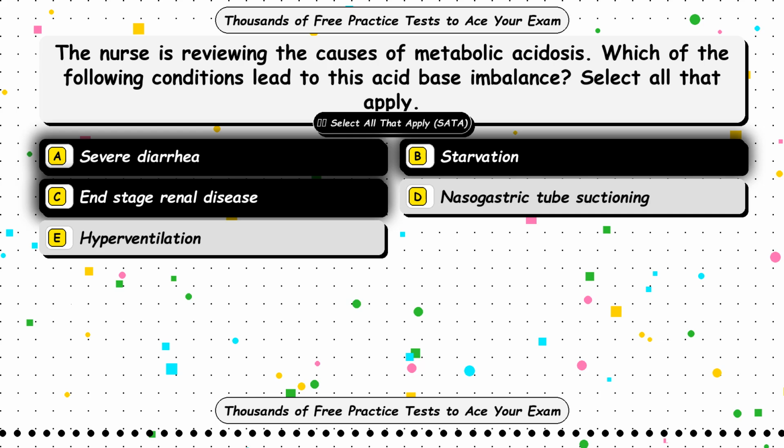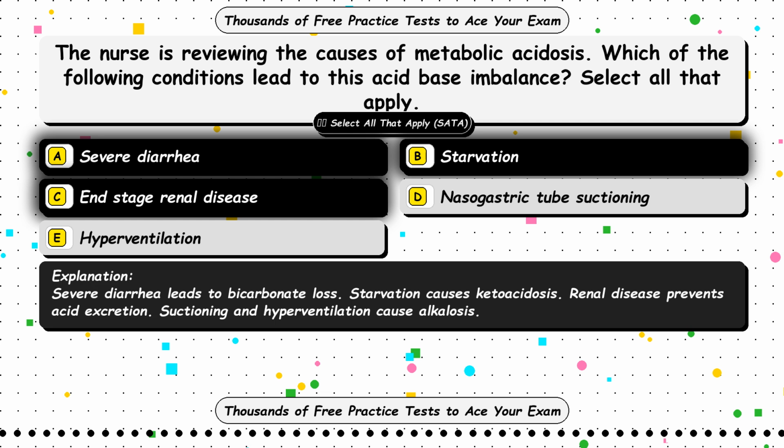The correct answers are options A and B and C, severe diarrhea, starvation, end-stage renal disease. Severe diarrhea leads to bicarbonate loss. Starvation causes ketoacidosis. Renal disease prevents acid excretion. Suctioning and hyperventilation cause alkalosis.